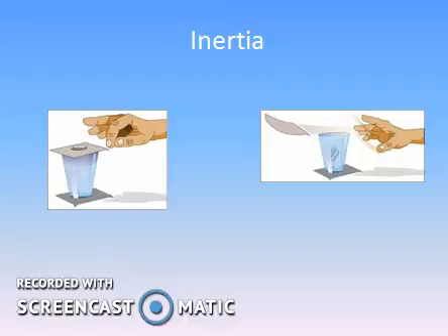For example, a passenger falls forward when a bus suddenly stops. The passengers are in motion due to the first law, and as the bus stops suddenly, due to inertia, the upper body opposes the force and continues to remain in motion.